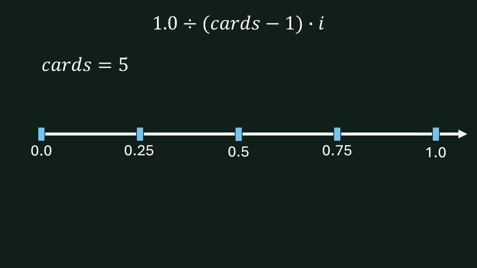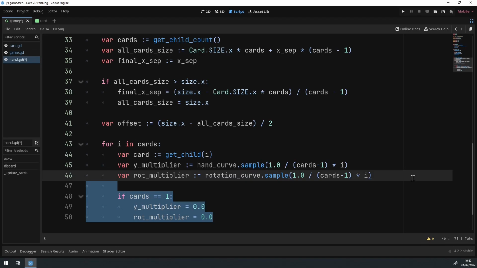Again, we multiply by I as we loop through the cards. 0.25 times 0 is 0.0. 0.25 times 1 is 0.25. 0.25 times 2 is 0.5. 0.25 times 3 is 0.75. 0.25 times 4 is 1.0. We have 5 card positions equally distributed on the curve. Awesome, right? One tiny problem.